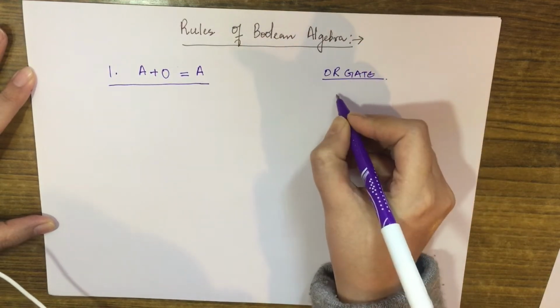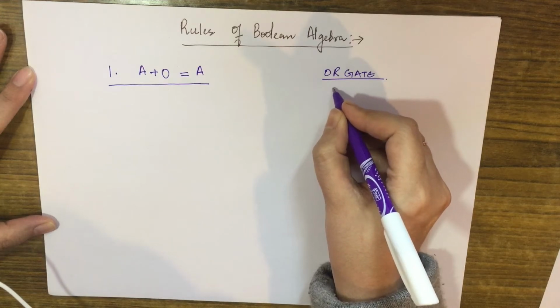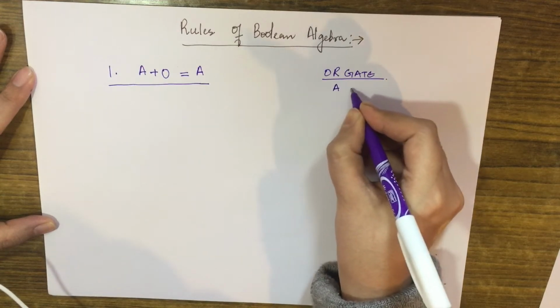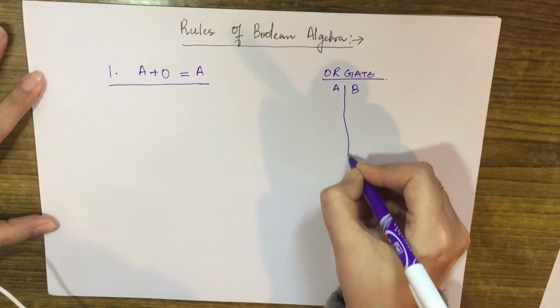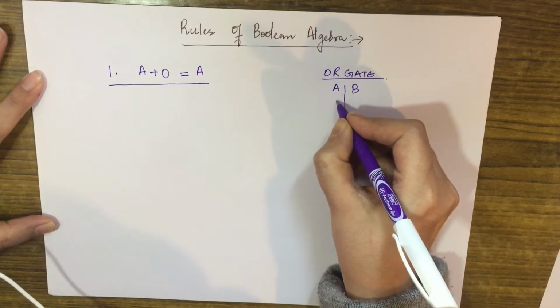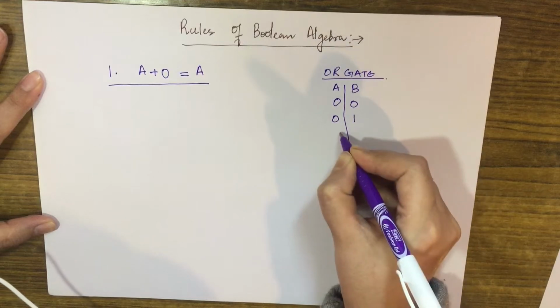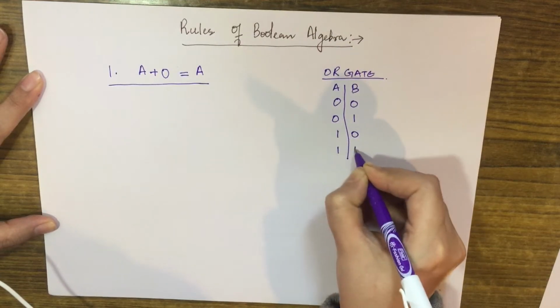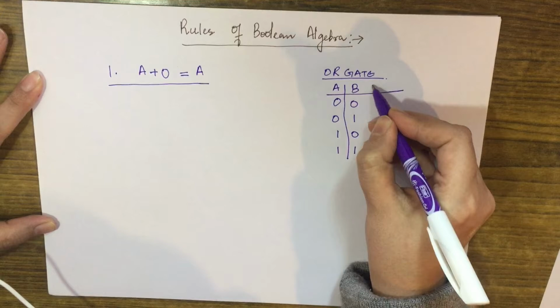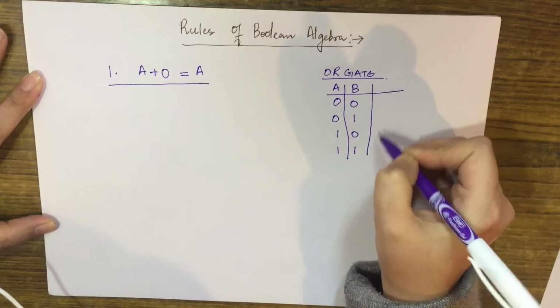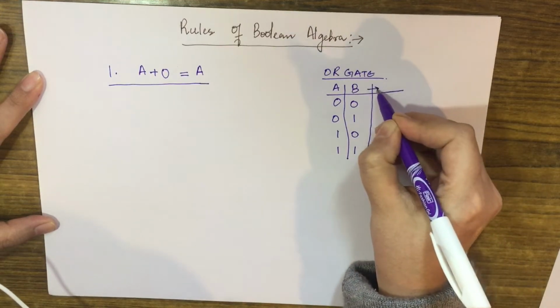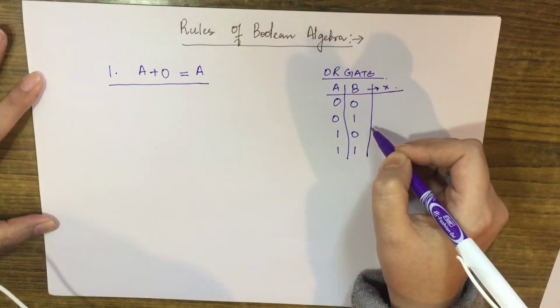The truth table for the OR gate for two variables is, suppose for example we have A and B as two variables. So for two variables we will have the inputs as 0 0, 0 1, 1 0 and 1 1. What will be the output? Here we will call it X.